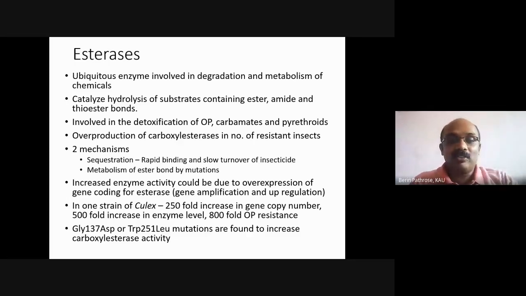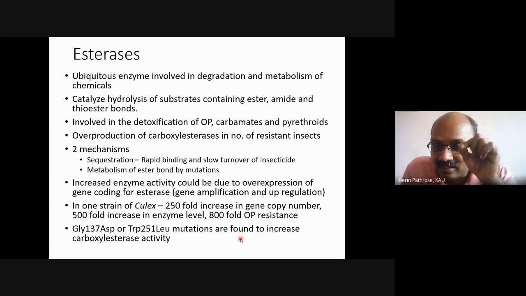I will give another example, a mosquito. You can see it over here. In Culex, the resistant individuals had 250 times the number of copies of the gene. That means if the susceptible Culex mosquito had a single copy of the gene coding for esterase enzyme, the resistant individuals had 250 copies of the same gene coding for esterase enzyme.